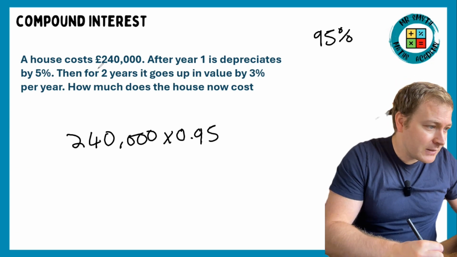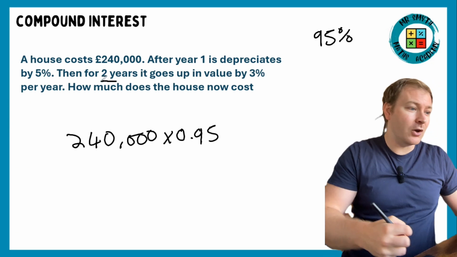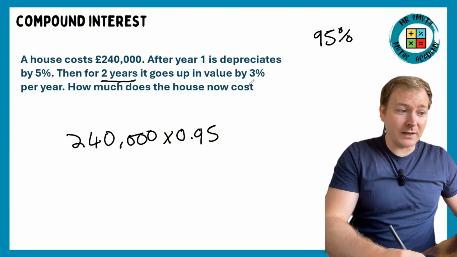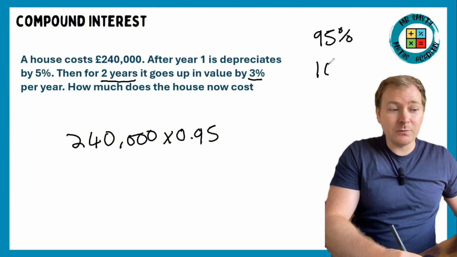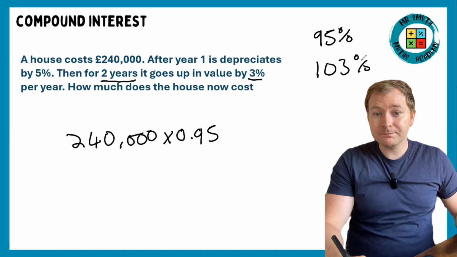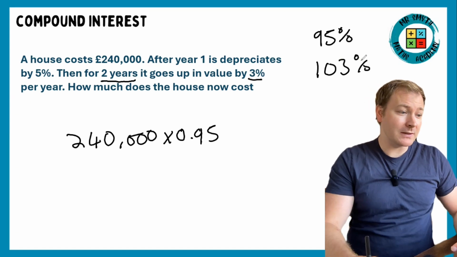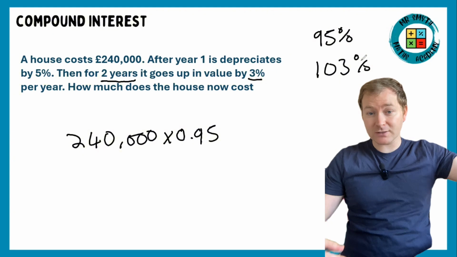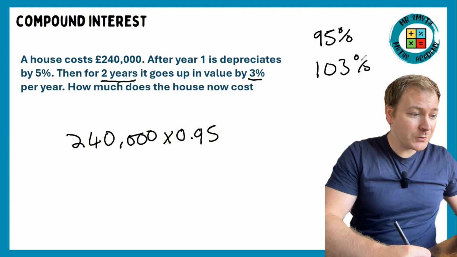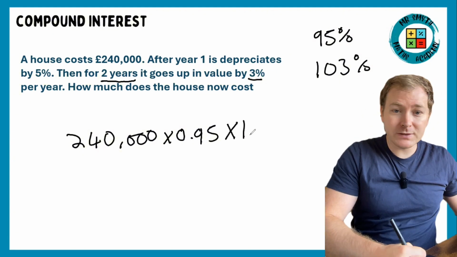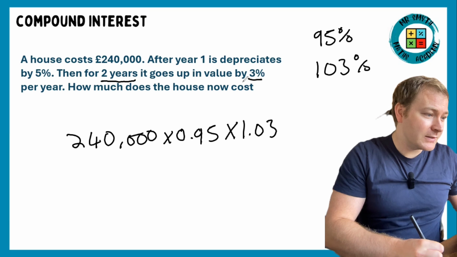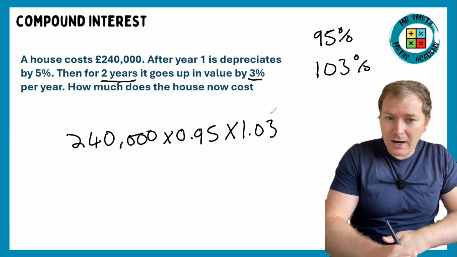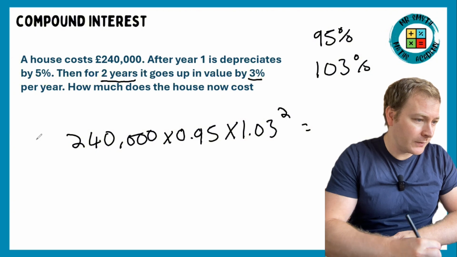So then it says, then for 2 years, it goes up in value. So up in value by 3%. Are we happy that we're looking at 103%? Does that make sense? 103%. So we start with 100%, we increase by 3%, and we're now looking at 103%. So now the multiplier is 1.03. But then it says for 2 years. So we can put this to the power of 2. Does that make sense, what we've just done there?